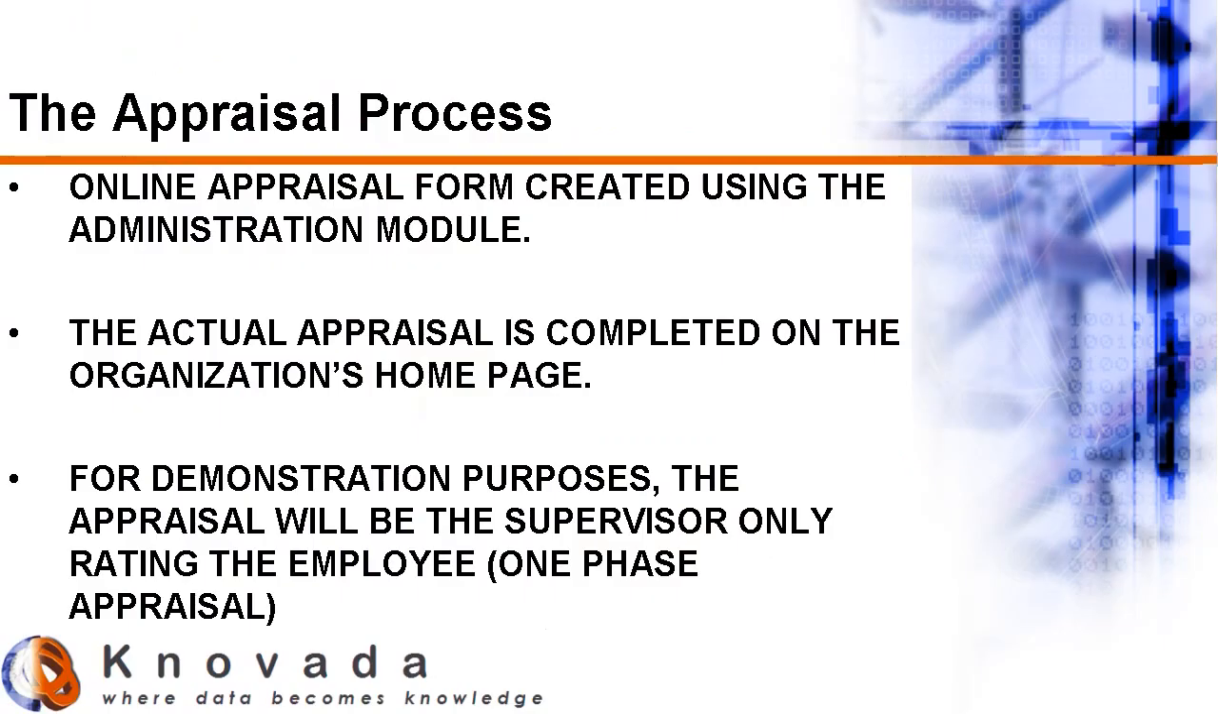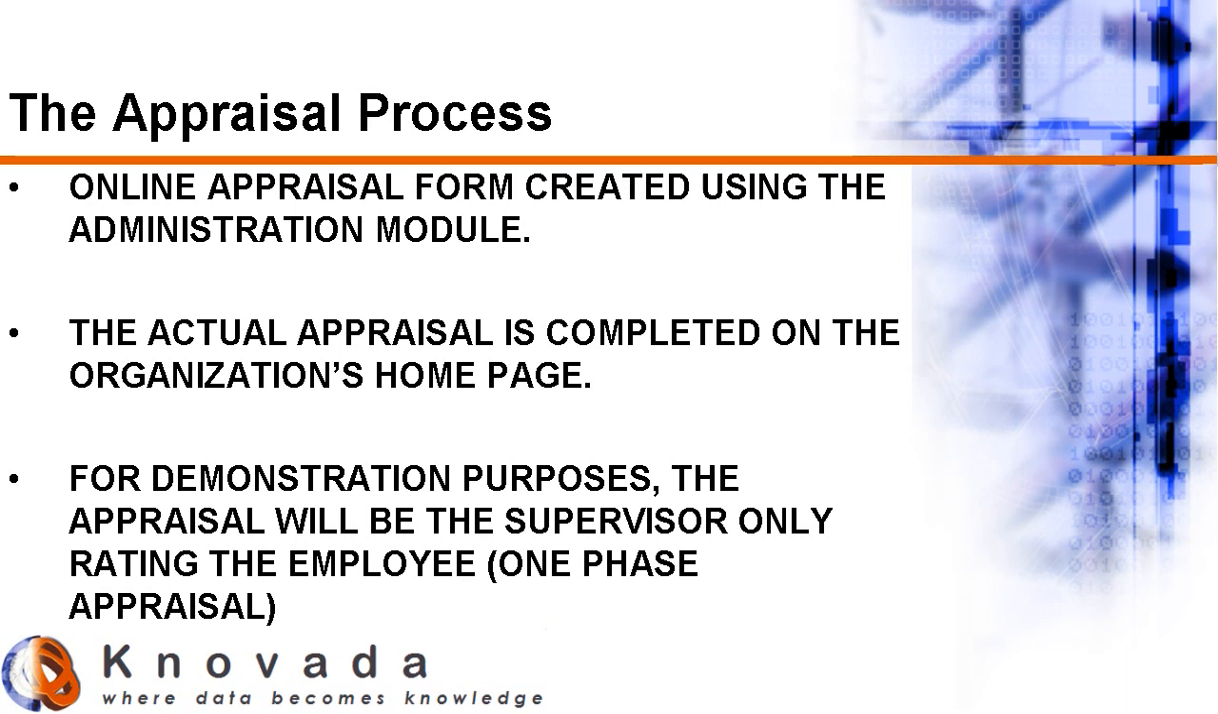Now that we have completed our discussion on the appraisal template, we will begin our discussion on the actual appraisal process. The online appraisal form is created in the administration module of the Human Resources Management System. The actual appraisal is completed on the organization's homepage. For this demonstration, we will use the 1-phase appraisal process whereby the supervisor will be the only one rating the employee.